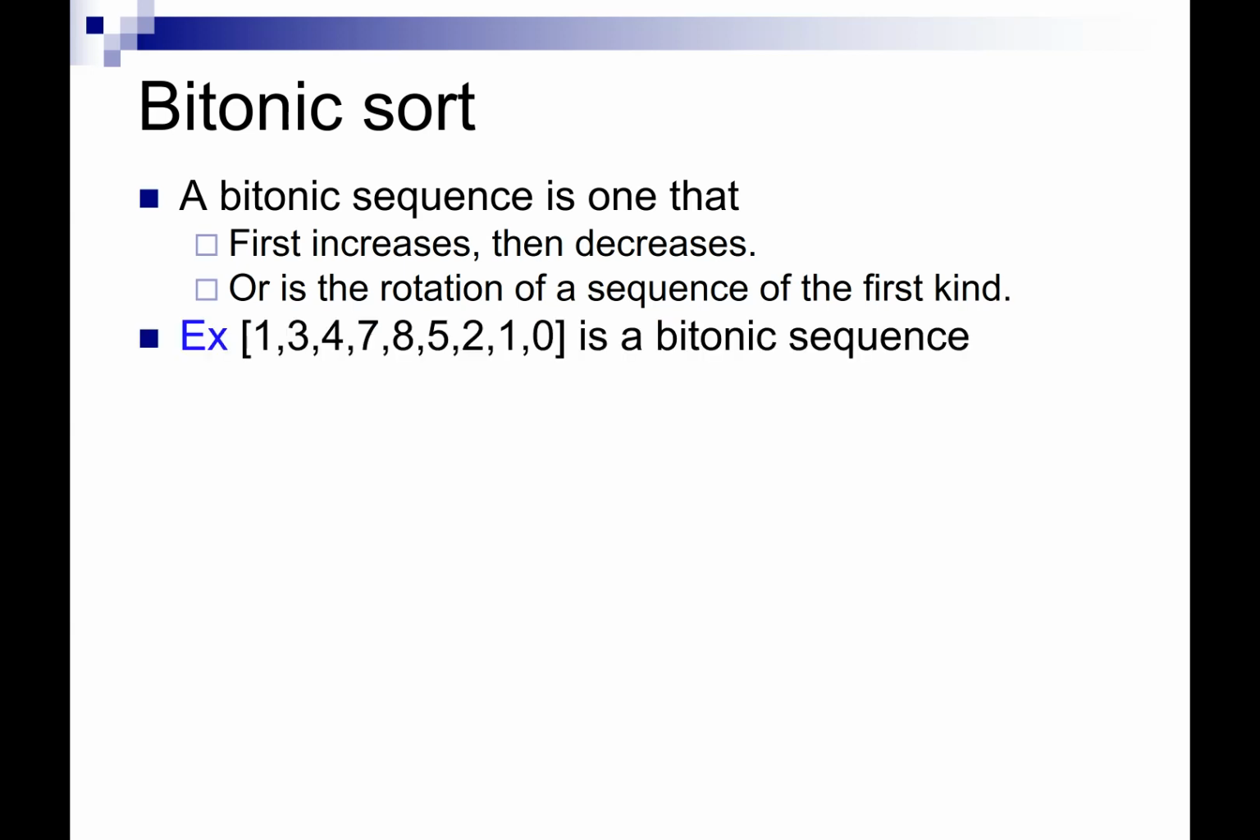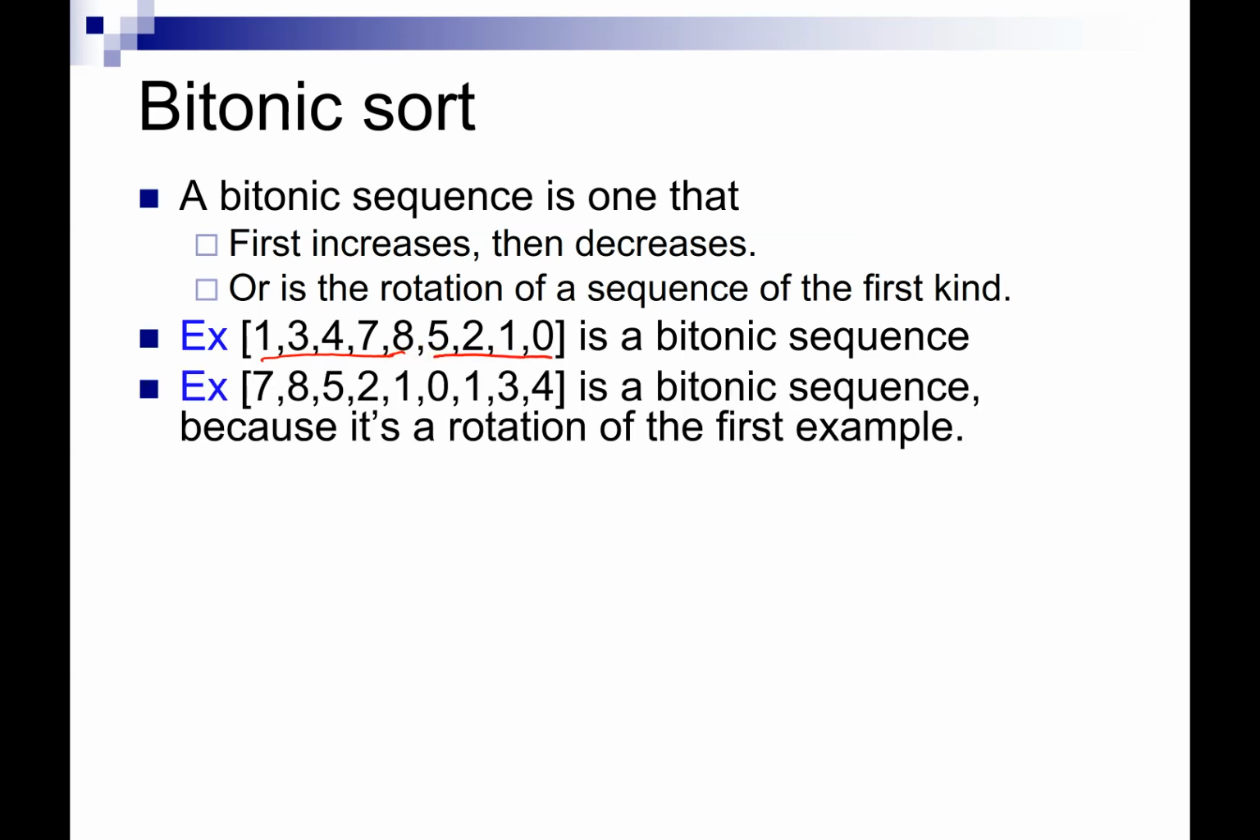Let's see some pictures of these. First of all, this 1, 3, 4, 7 is a bitonic sequence, because it first increases and then it decreases. Or you could take a rotation of the sequence. For example, if you rotate everything to the left over here, then these three values get shifted over to the end. So this is a left rotation of an increasing-decreasing sequence, and this is also a bitonic sequence.